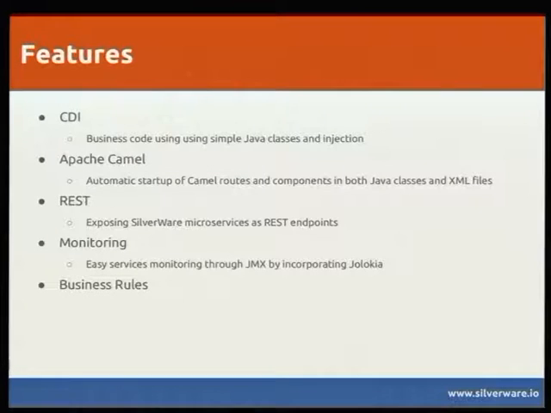Next slide, please. These are the features that are currently supported. We have integration with CDI, so you can develop a CDI bean or simply a Java POJO class annotated with microservice, and SilverWare will automatically recognize it, deploy it, and start running. You can annotate it with the gateway annotation, and it makes it possible to call your microservice through a REST interface. Then Apache Camel: you develop a Camel route either in XML or as a RouteBuilder in a Java class. SilverWare automatically recognizes it on your classpath and starts it.